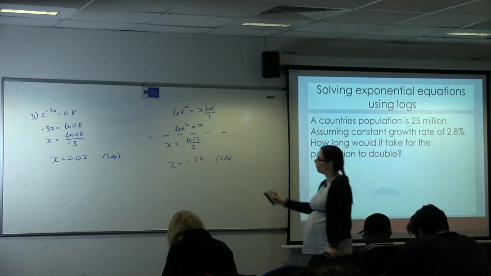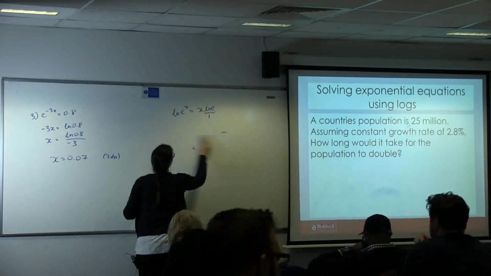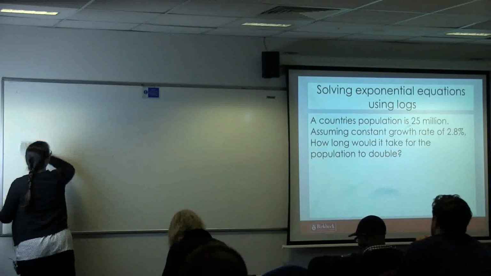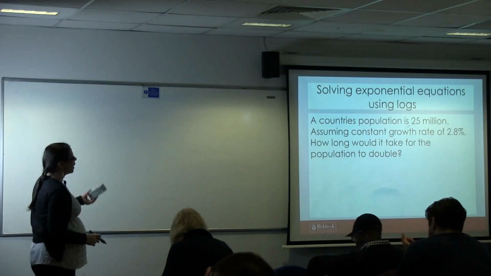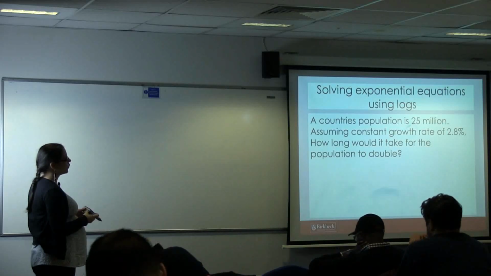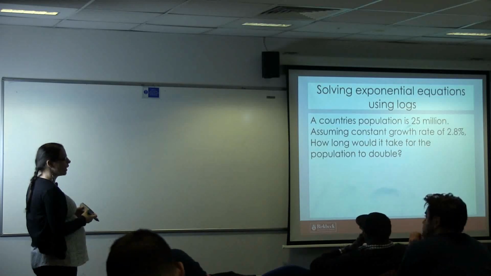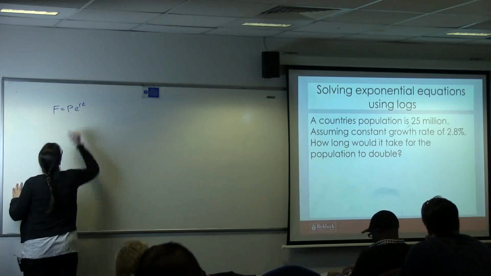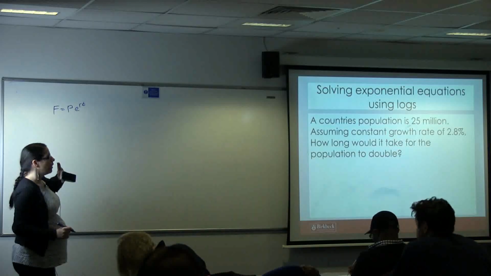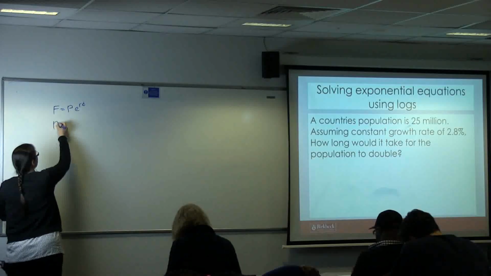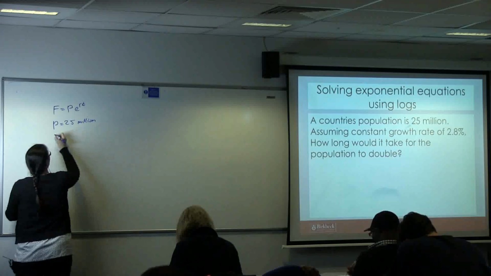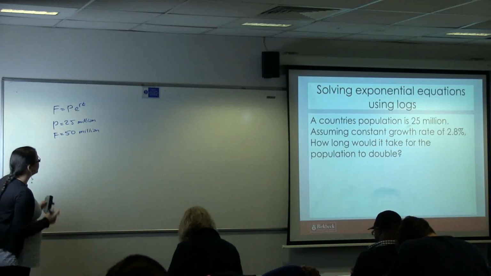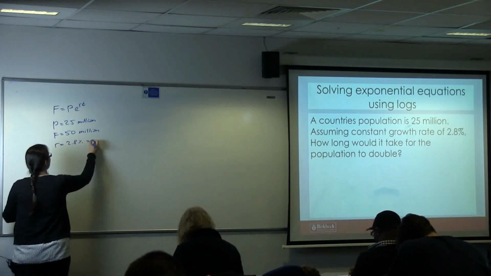Okay. Let's go back to our population example. So the country's population is 25 million. Assuming a constant growth rate of 2.8%, how long would it take for the population to double? Again, remember we're using the formula future equals present times e to the rt. What information do we actually know now? I know that the present population is 25 million. And then F has to be 50 million because I want to know when it will double. The other thing that I know is the rate, which is 2.8%, which is 0.028.